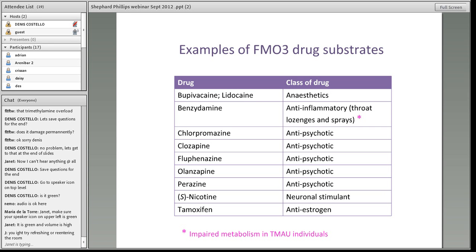But for these other drugs, most of it's been done in the laboratory. We take some FMO3 protein, we change the sequence, we mutate it, and we look at the effect. And we can say, yes, this is an FMO3 substrate. Yes, this mutation influences the metabolism of that drug. That doesn't necessarily mean that this always happens in the whole body situation. This is much more complex. Could I have the next slide, please?